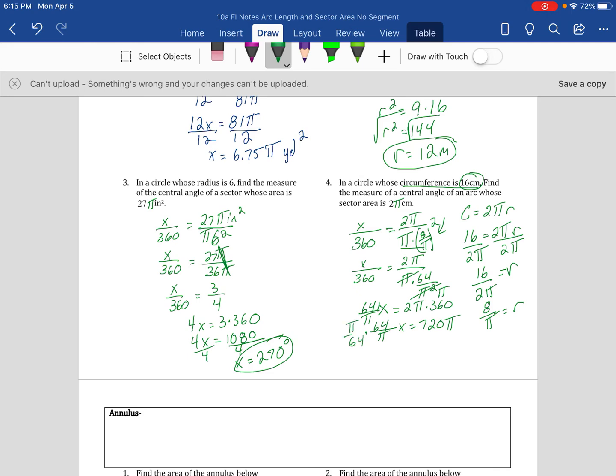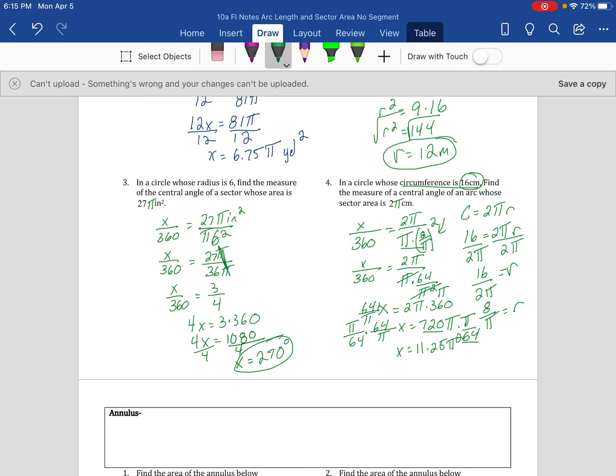Now the reason why this doesn't come out nice is because I didn't make this problem come out nice. So I have to multiply each side by pi over 64. X is going to be equal to 64 goes into 720, 11.25 times. And pi times pi is pi squared. So it's going to be 11.25 pi squared. So my answer is going to be 11.25 pi squared degrees.